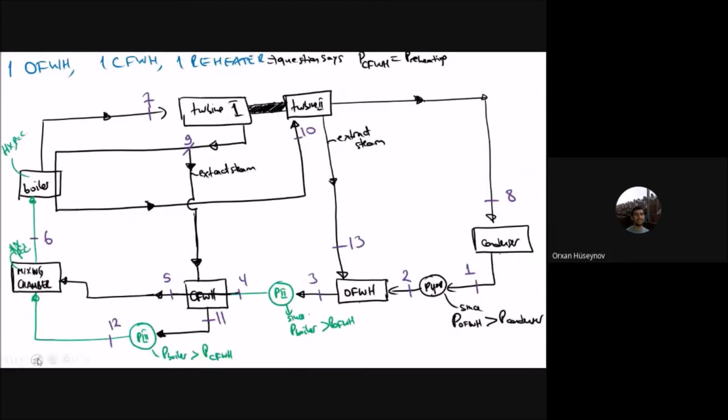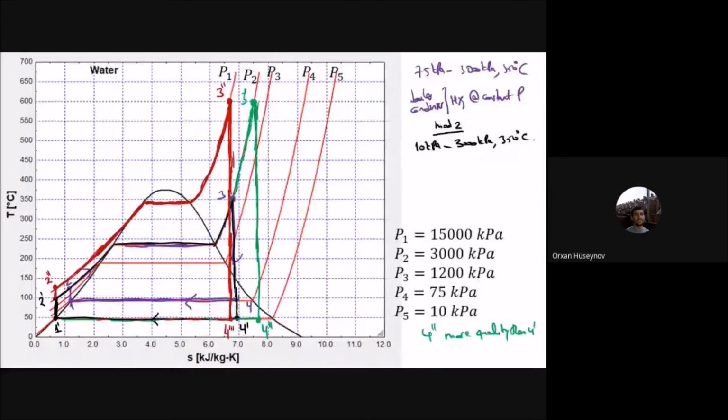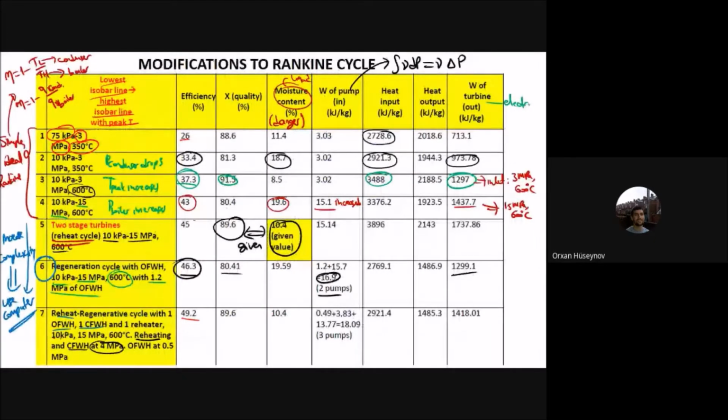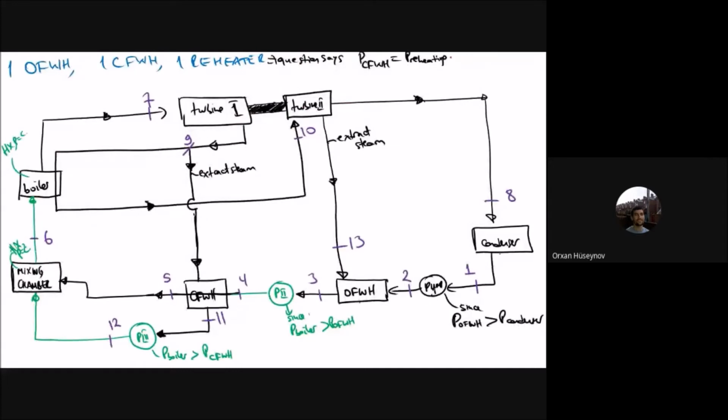Actually, I can write it here, so it's not a problem. And let me go back to the table here. So I have one reheater and 10 kilopascal, 15 megapascal, 600 degrees Celsius. It doesn't change. Reheating happens at 4 megapascal and open feed water at 0.5 megapascals. So this one is at 4 megapascals, and the pressure of open feed water heater is at 1.2 megapascals, and you have that 10 kilopascal and the 15,000 kilopascals with 600 degrees Celsius. I will just write the values which have the same pressure here.